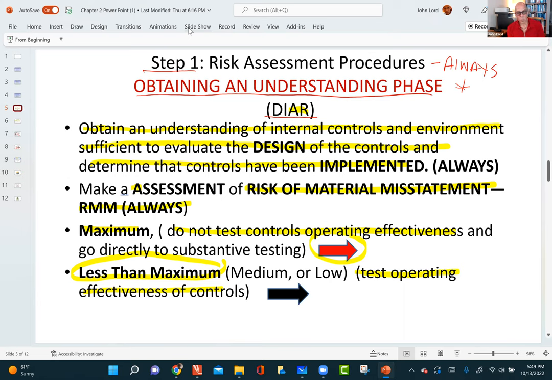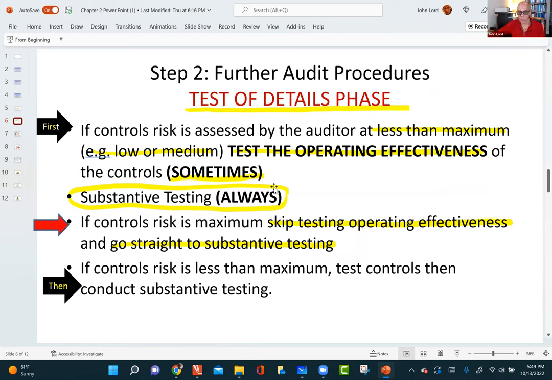Now, in step one, if we assess the risk of material misstatement at the maximum, then when we go to our further audit procedures in step two on the next slide, also called the test of details phase, we will bypass the testing of the operating effectiveness of the controls and go directly to our substantive testing. We're going to do the maximum of our substantive testing in nature, extent and timing. Nature: we're going to use external evidence instead of internal evidence. Extent: larger sample sizes for our substantive testing. Timing: we will be doing our testing at year end as opposed to interim.